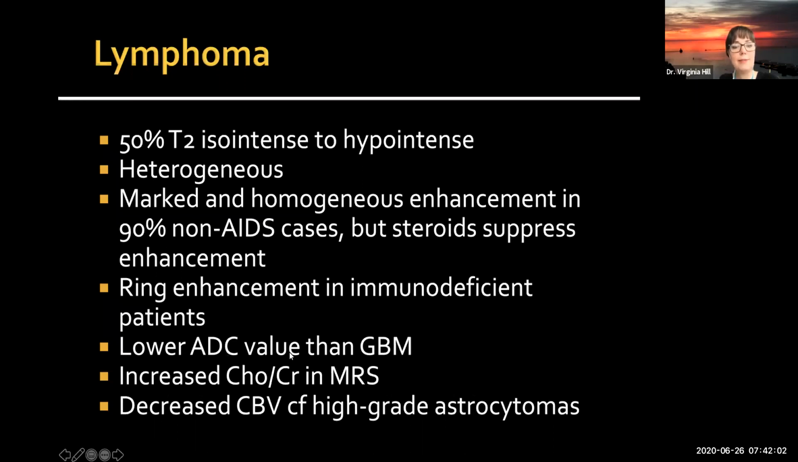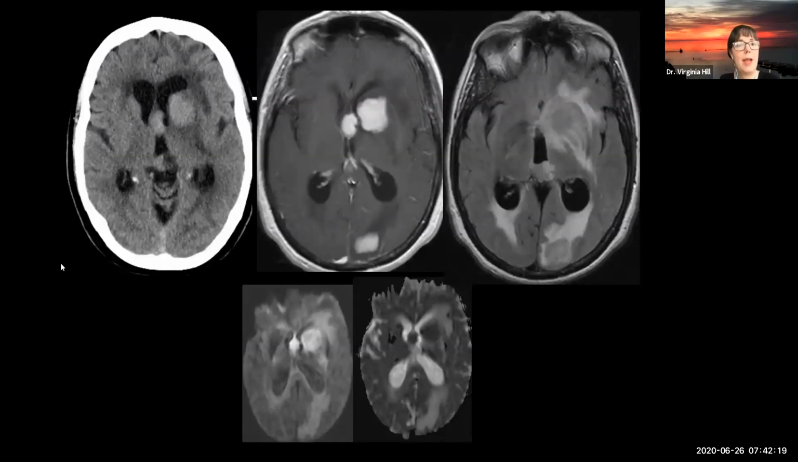It will have a lower ADC value than GBM. It will have increased choline to creatine in MR spectroscopy. And compared to high-grade astrocytomas, the relative cerebral blood volume will be a little bit elevated, but not as much as high-grade astrocytomas. So here we have a CT.